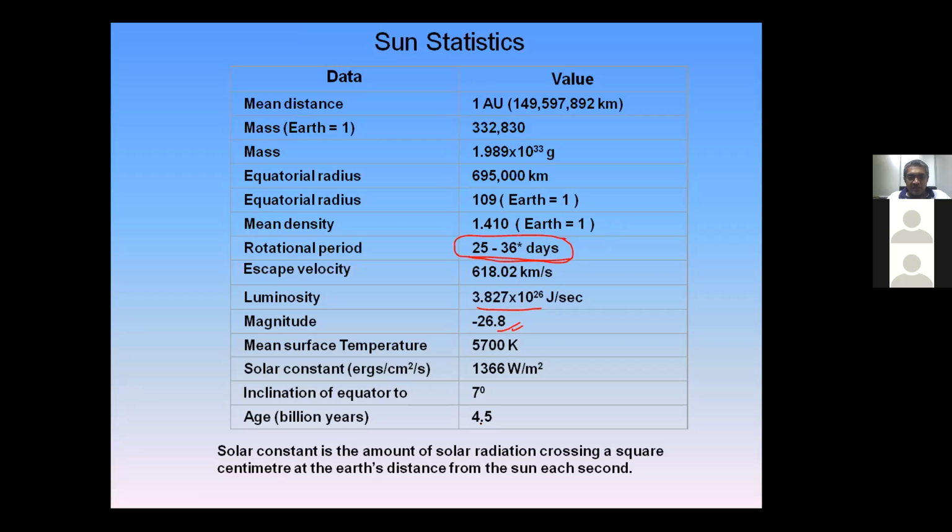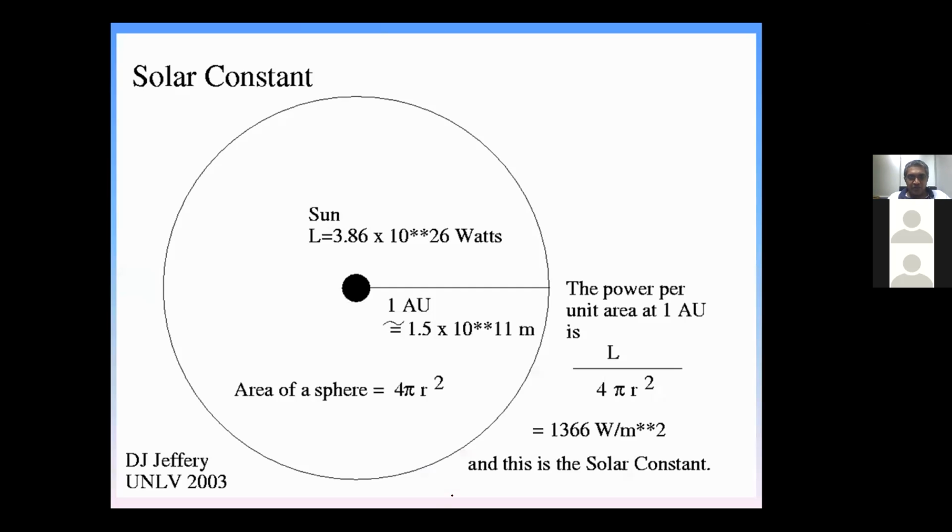The solar constant is the amount of solar radiation crossing a square centimeter at the Earth's distance from the sun each second. So that is the definition. You can calculate this very simply. You know the luminosity, and we are at one astronomical unit. Then you can calculate how much energy we receive, L over 4πr squared, and that is going to be 1,366 watts per meter squared. So that is called the solar constant.